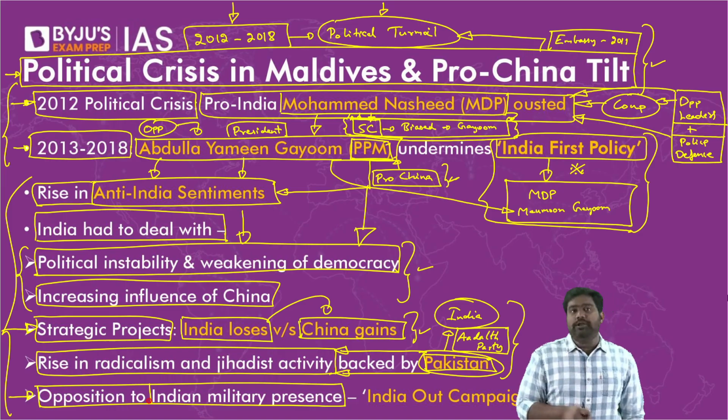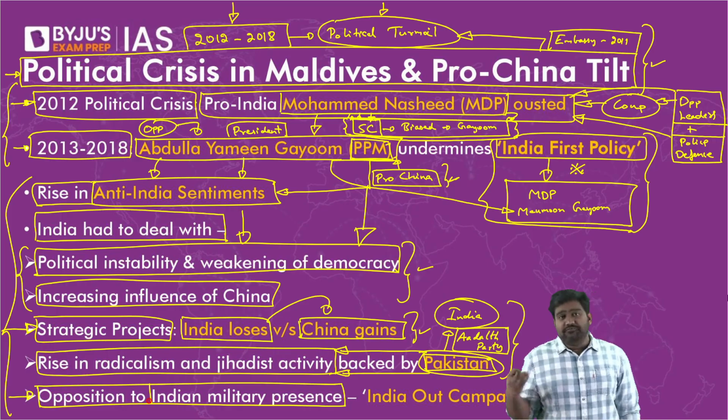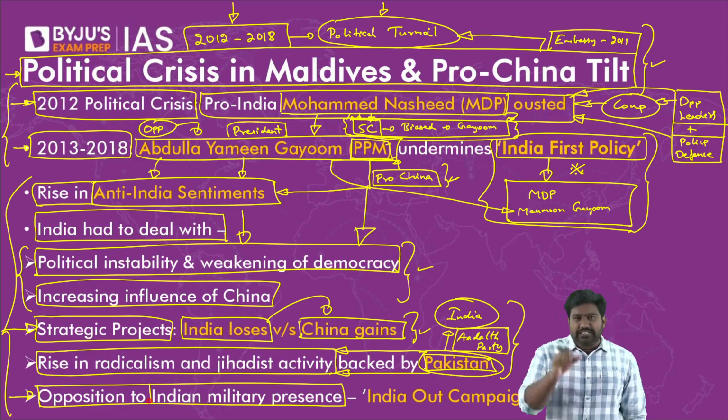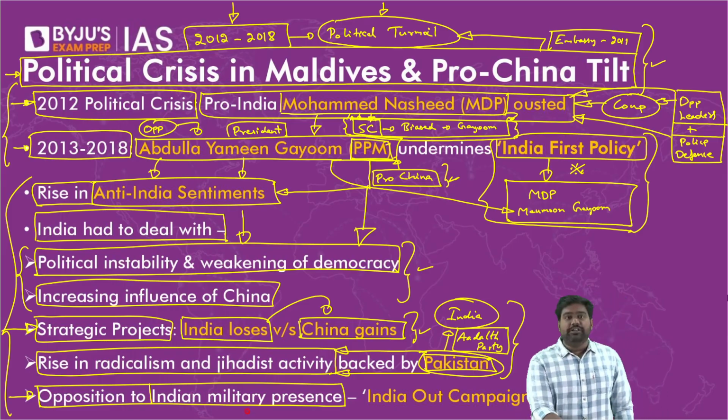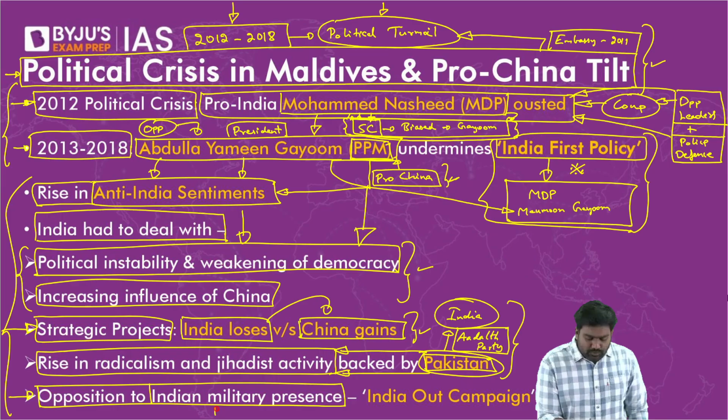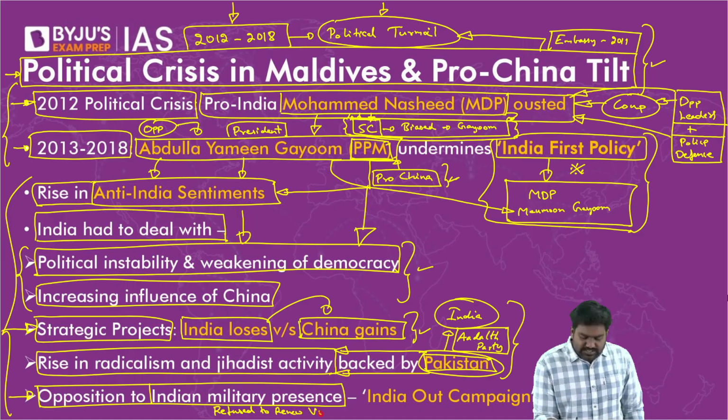Indian troops are deployed here. There are few soldiers from Navy and Air Force, sometimes even from the Army, who are constantly deployed here. A very small team is deployed. But Yamin Gayoom opposed the military presence. He even refused to renew their visas. He refused to renew the visas of Indian military officers so that they are forced to go back.